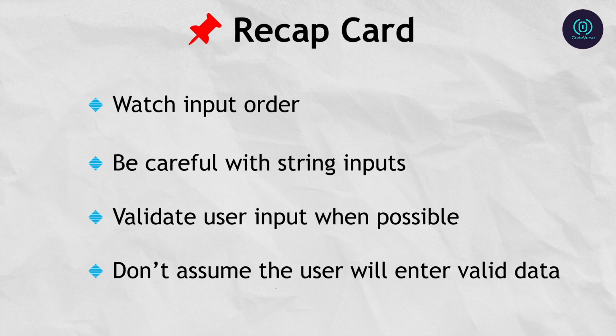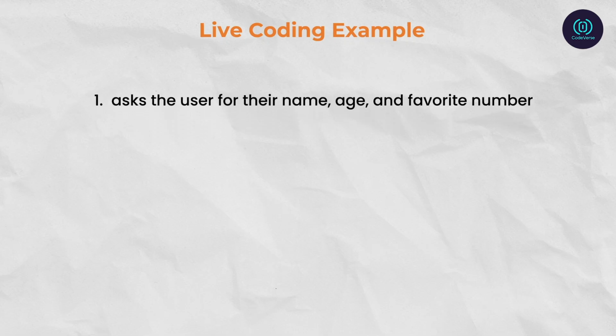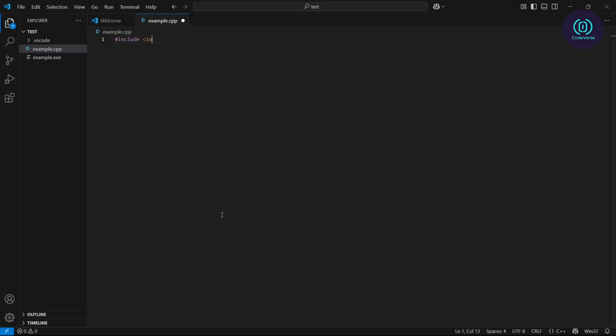These mistakes are totally normal when you're starting out. What matters is knowing they exist and learning how to avoid them. Now let's bring everything together with a quick live coding demo. We'll create a small C++ program that asks the user for their name, age, and favorite number, then prints a personalized message. First, let's start with the basic structure of a C++ program.